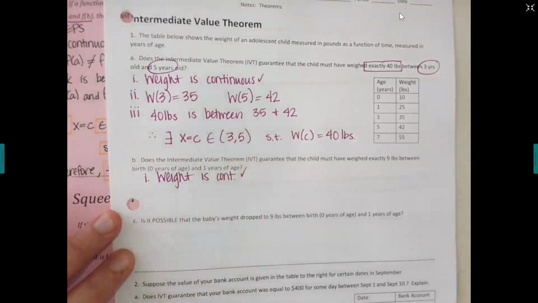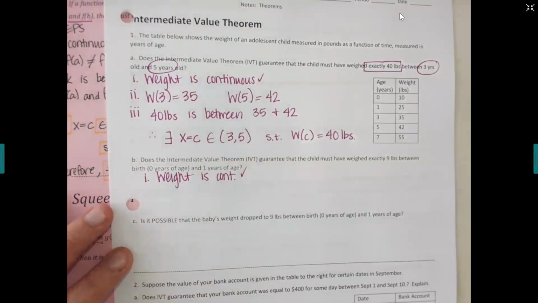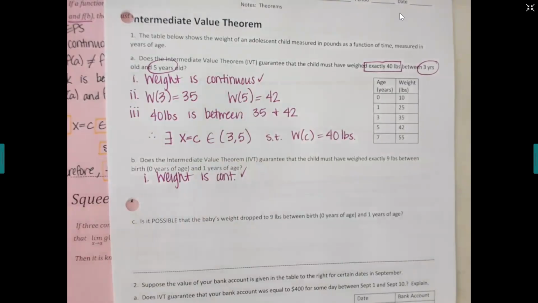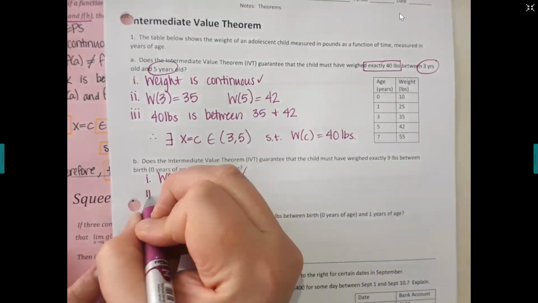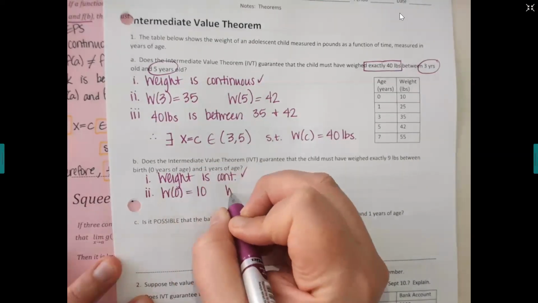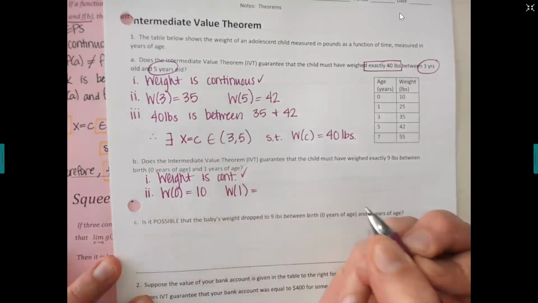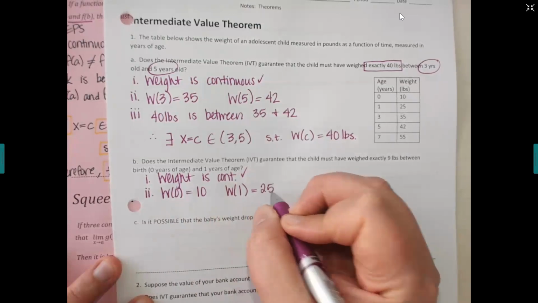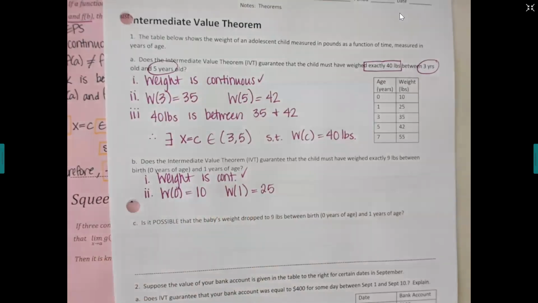Okay, check. Step number 2 is I want to find the starting weight and the ending weight on my interval, which is from 0 to 1. So what is baby's weight at 0? 10 pounds. What is the baby's weight at 1 year? 25 pounds. And remember, I want to make sure in this step that the numbers don't come out the same, so that in step 3, I can see if my number fits between them.